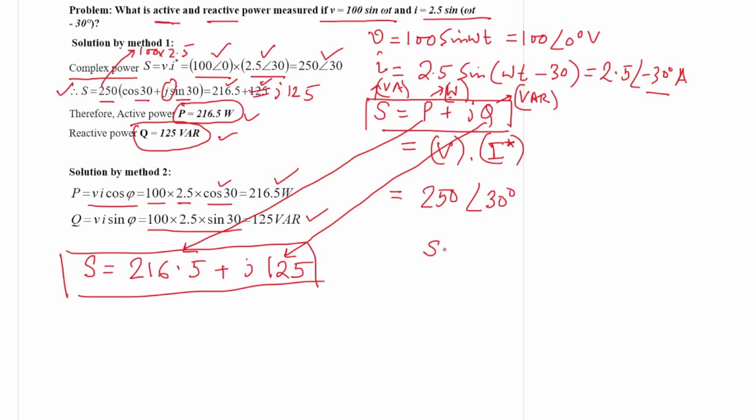So S, that is complex power, has two components. One is the active component, the real component, whose unit is watt or kilowatt, whatever. And reactive power is the imaginary component, whose unit is var or kilovar, whatever it may be.